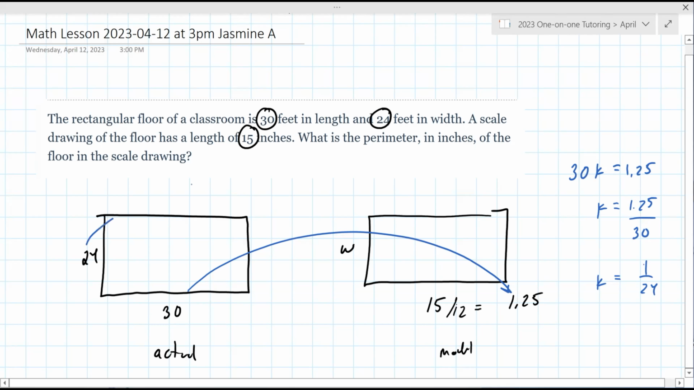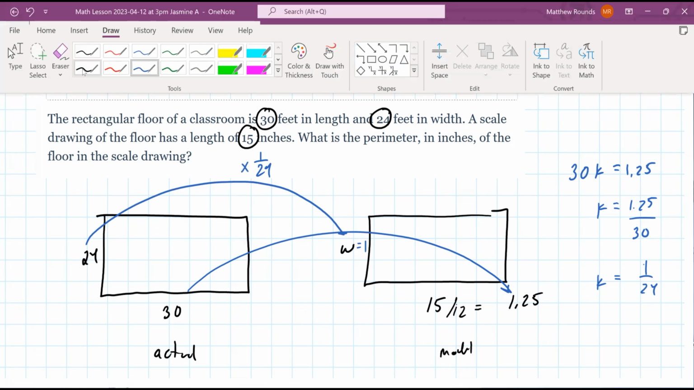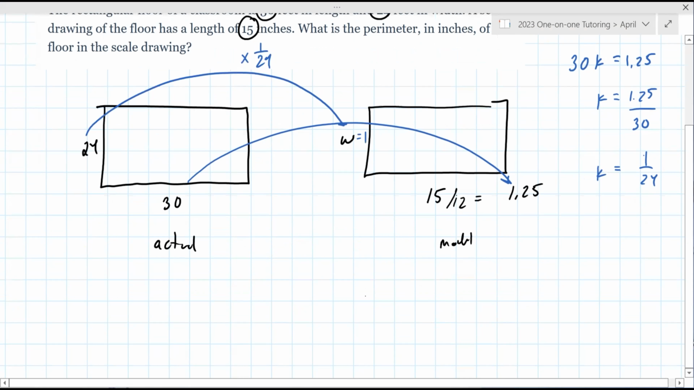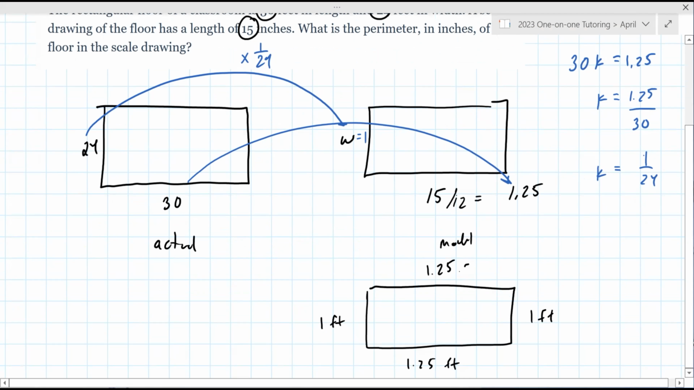Okay. So that K value is what you multiply the 30 by to get to 1.25. You similarly multiply 24 by 1/24 to get W. So in this case, W is 1 foot. Okay. So I'm going to have to redraw what we've got here. So this is 1 foot, this was 1.25 feet. But if you go back and look at the question, it says, what is the perimeter in inches of the scale drawing? We've got to convert it back to inches.